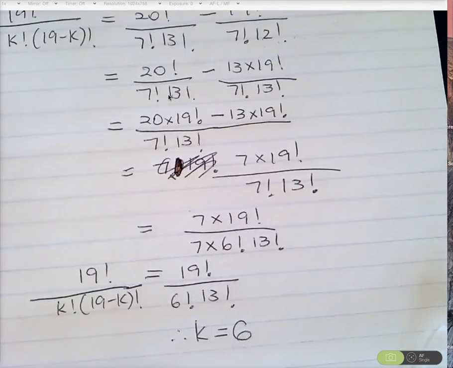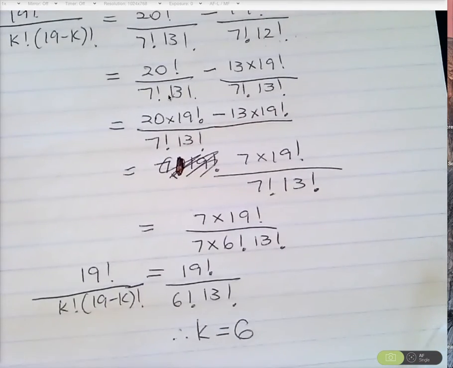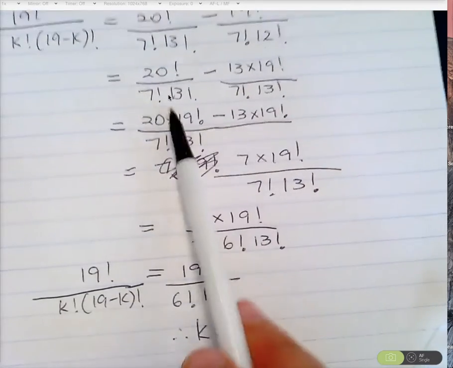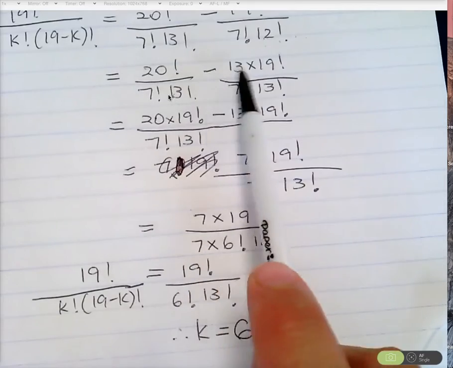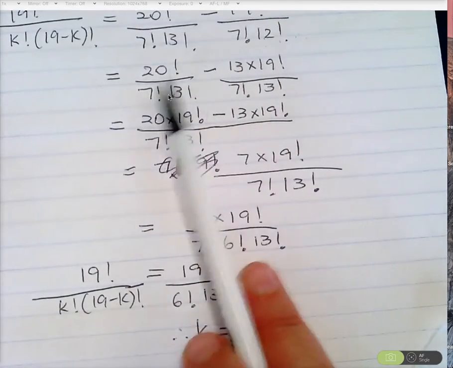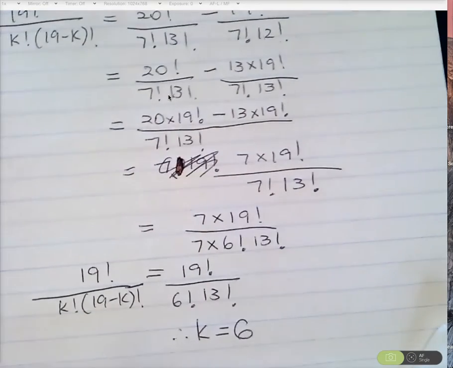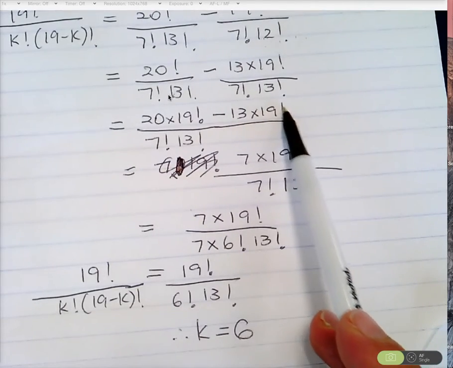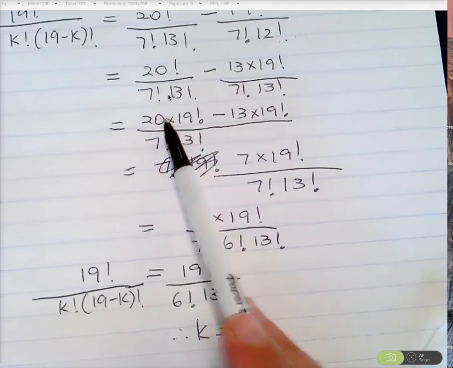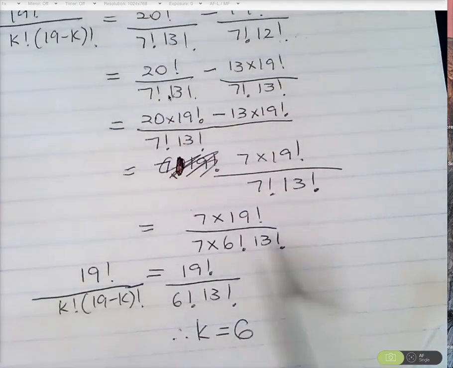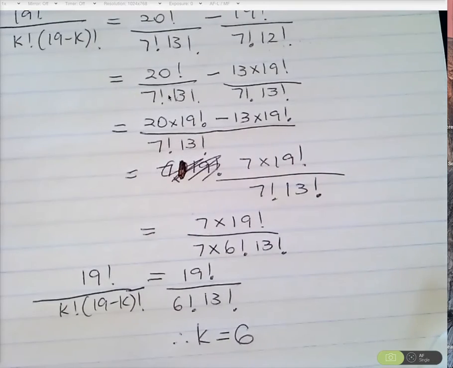Wait, Miss, why didn't you try the 20 by 19 factorial? Because I am trying to subtract these two numbers and I can't do 20 factorial minus 13 times 19 factorial. I need like terms. So I'm winding the 20 factorial down 1 and making it 20 times 19 factorial. So now 19 factorial is my common term. 20 lots of 19 factorial minus 13 lots of 19 factorial are 7 lots of 19 factorial.